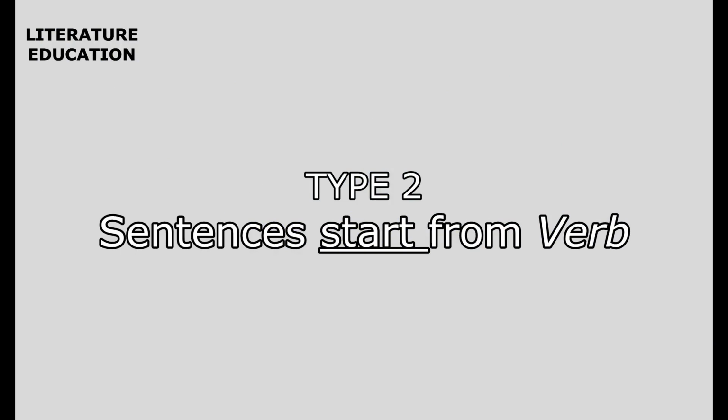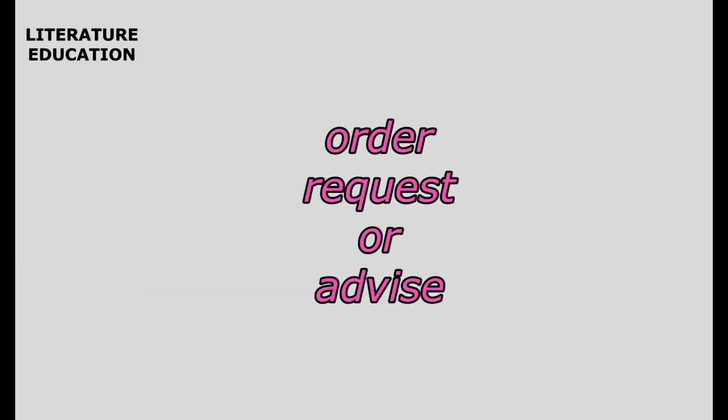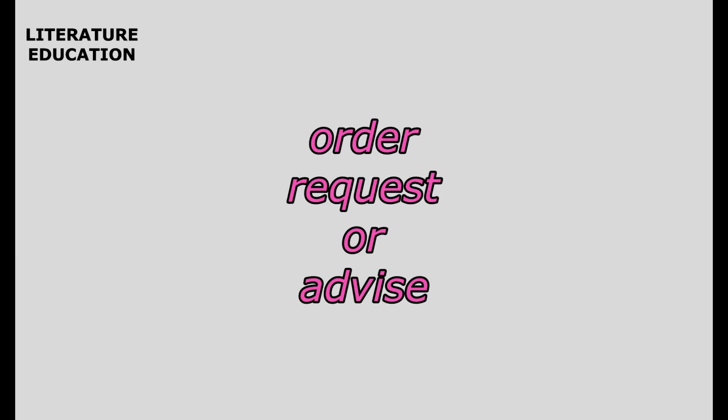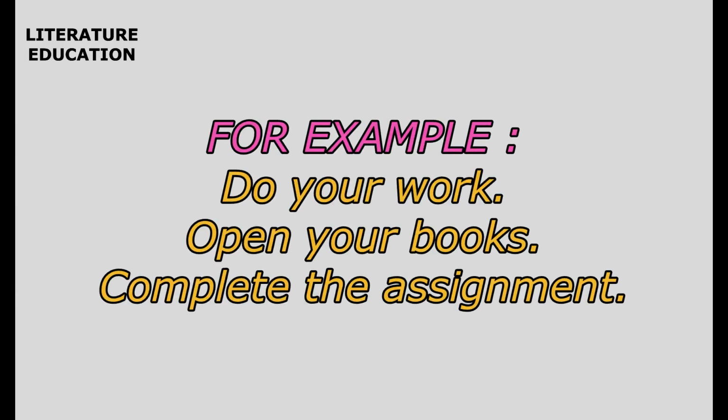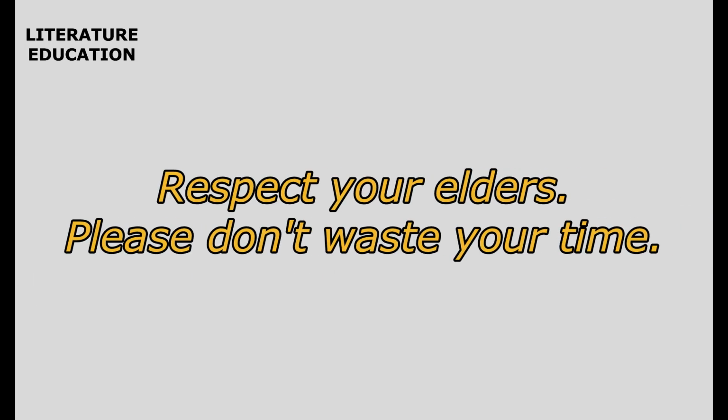In type 2 sentences, verbs occur in the beginning. In other words, sentences start from a verb. Such types of sentences are called imperatives. These are orders, requests, or advice, like do your work, open your books, complete the assignment, respect your elders, please don't waste your time. So all these sentences start with a verb.